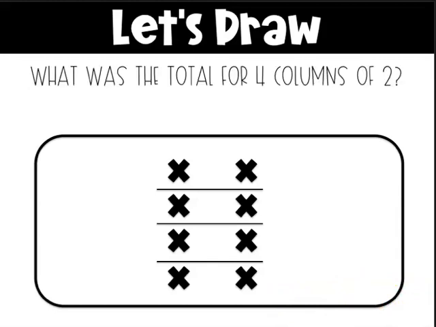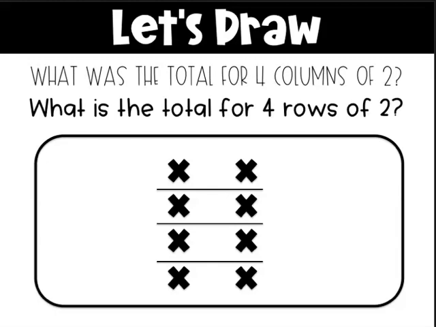What was the total for 4 columns of 2? It was 8. And now, what's the total for 4 rows of 2? Yeah, also 8. So these are 2 different ways that I can organize my objects in 4 groups of 2. Now I'm going to ask you to try drawing or try organizing without my help.